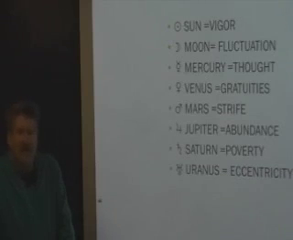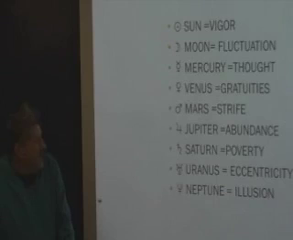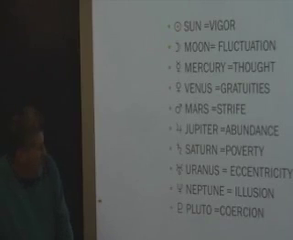Uranus brings things with eccentricity and or sudden changes. Neptune is where you need a reality check because it tends towards illusion. Pluto brings coercion or cooperation. But it's oftentimes the area of your chart where people want you to toe the party line, to fit in, to be a part of the group.